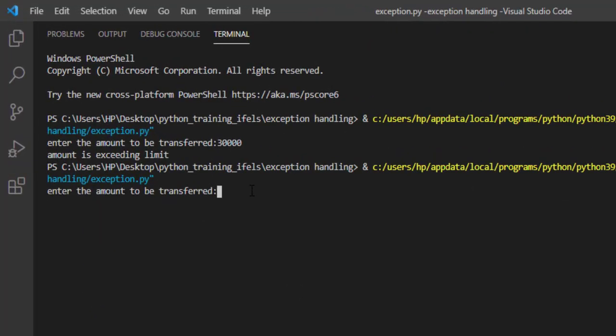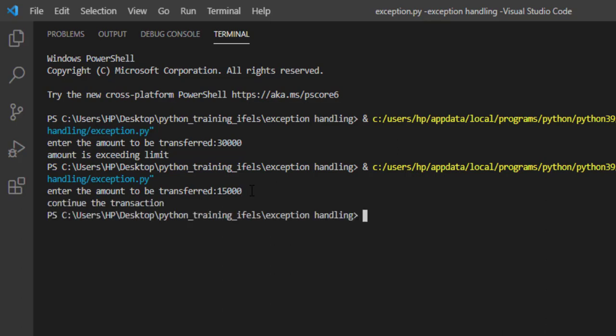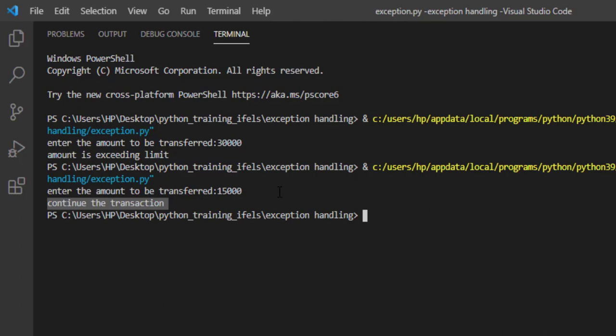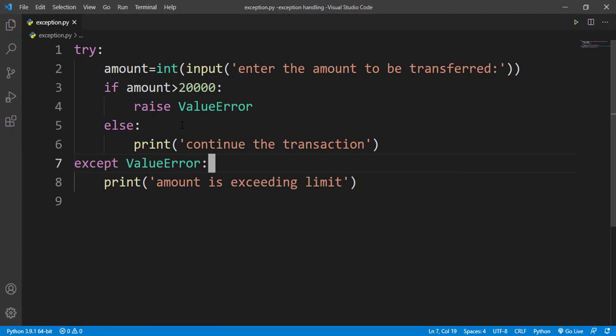This time I'll enter an amount less than 20,000. So I'll enter 15,000. Let's check what happens. Yes, now it is printing continue the transaction. This time the exception is not raised, so the except block is not catching the exception. I hope you are clear with this raise keyword and its usage and syntax. Let's move on to the next topic.